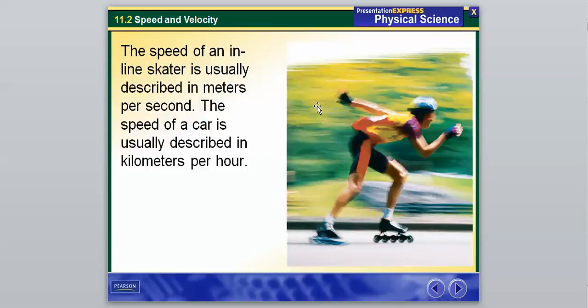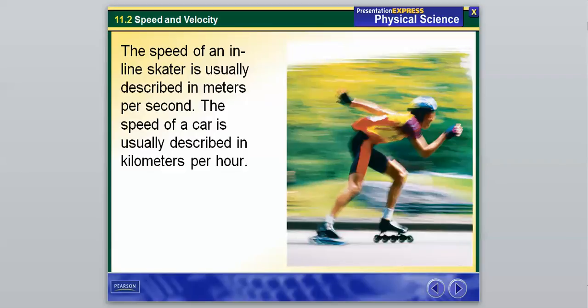To start, we have a little example. The speed of an inline skater is usually measured in meters per second. So how fast is this person on skates traveling every second? However, the speed of a car is usually measured in kilometers per hour. So different sets of measurement are used for different sets of motion. Because if we described cars in meters per second, our speedometers would probably be going off the wall. Speed depends on what you're actually measuring and how you describe it.